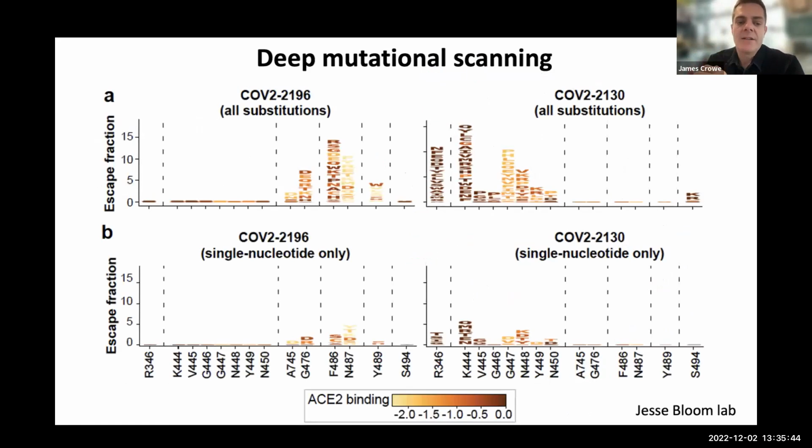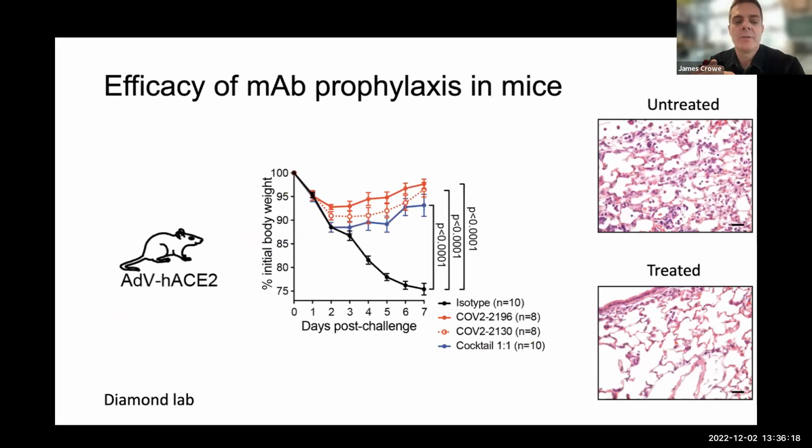Another important concept in the neutralization paradigm is difficult to escape. So we worked with Jesse Bloom, who put every amino acid at every position in the spike RBD and displayed it in yeast. And then we were looking at antibodies where single nucleotide substitutions were required to escape. And these web logos show you amino acids that mediate escape. And for these particular antibodies that we ultimately selected, they were very difficult to escape with single nucleotide. So we chose them based on the difficulty by which they could be escaped in part, not only their potency.